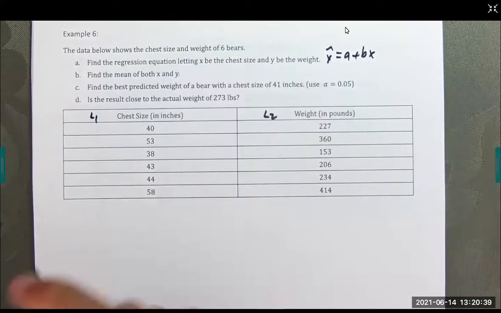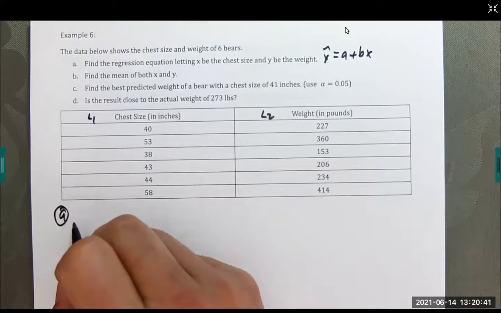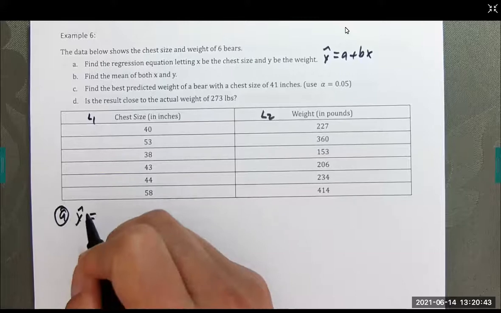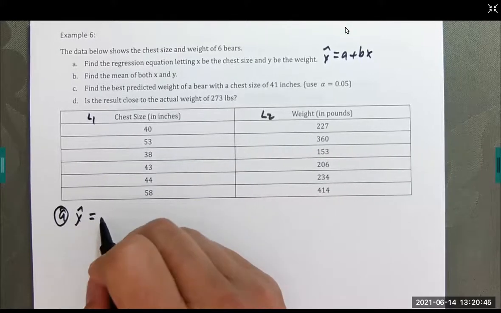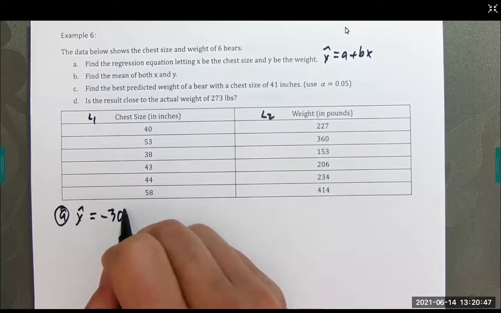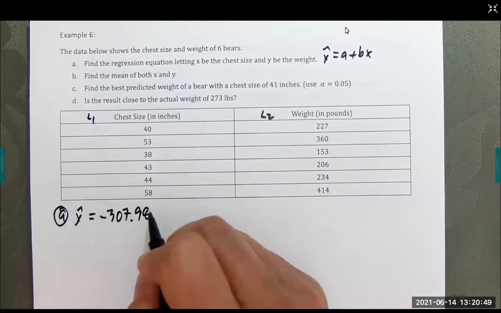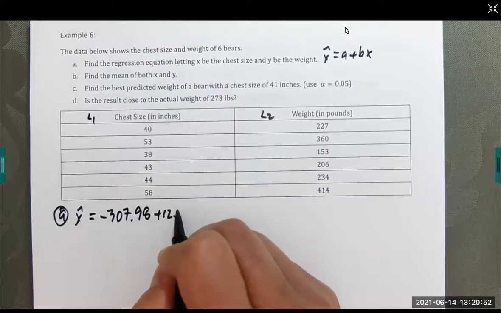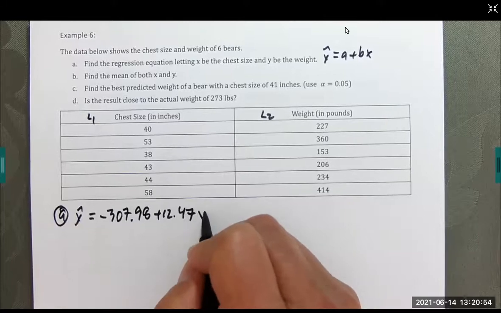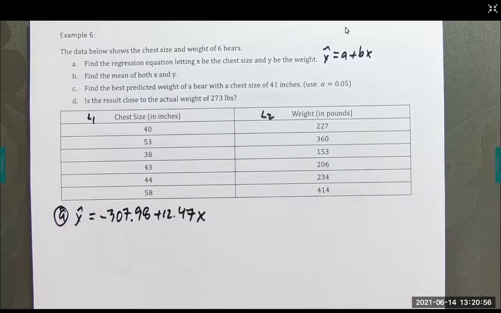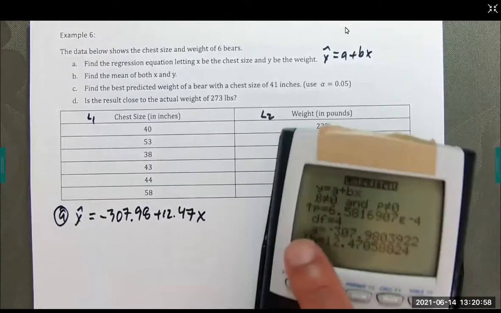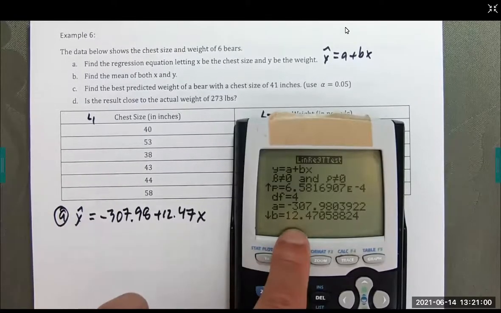Part A, y hat is A plus bx. A in this case is -307.98 plus 12.47x. There it is. Right. A and then B.